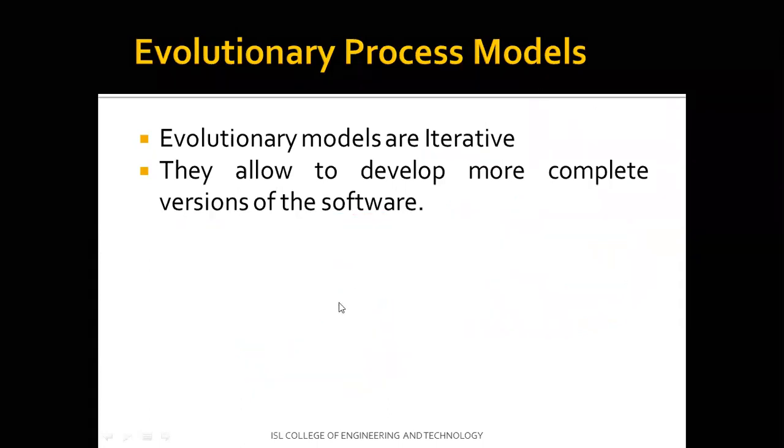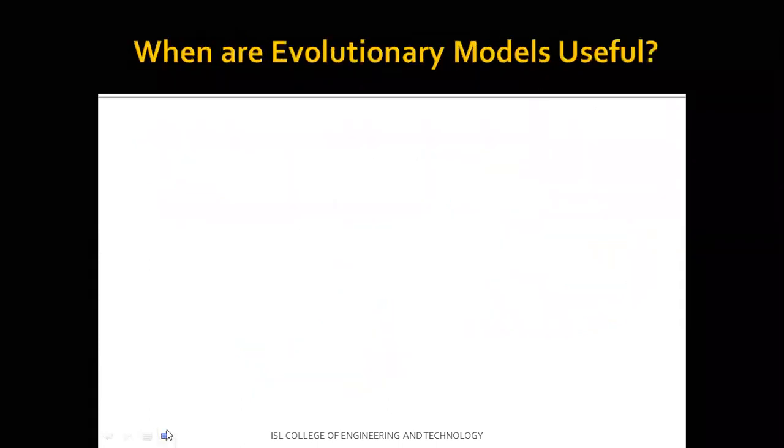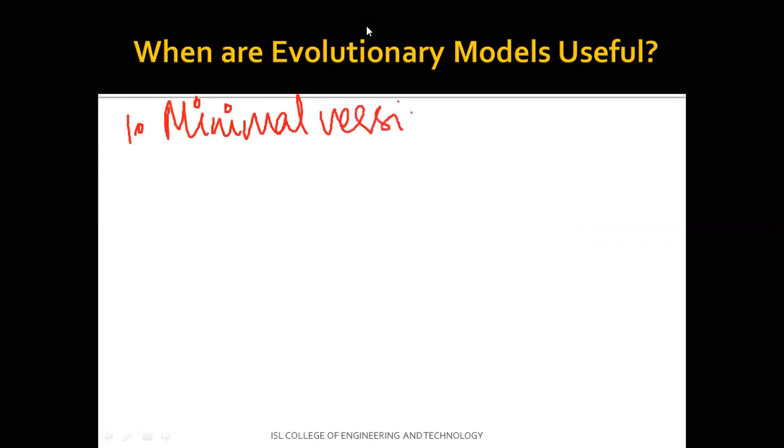Now, there are a few types of evolutionary process models. There are three basic types of evolutionary process models. Now, before that, we'll discuss when we are going to use the evolutionary process models. We're going to use the evolutionary process models when a minimal version of the software is not required. Now, a minimal version means you do not want only a basic functionality to be delivered. You want the entire complete software.